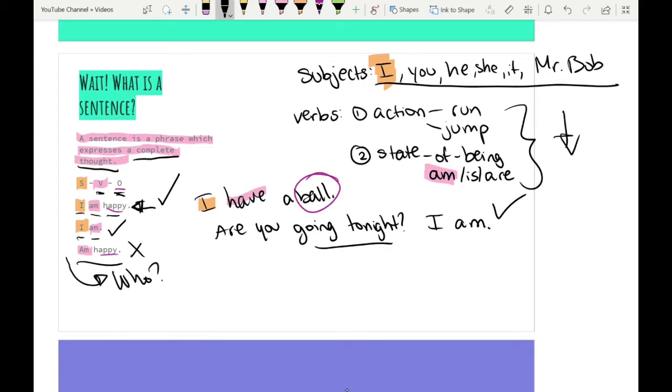Who is happy? Or what is happy? It wouldn't make sense. Now in some languages you can do this because of the verb. For example, in French, Italian, or sorry, not French. In Italian, I know you can do it.